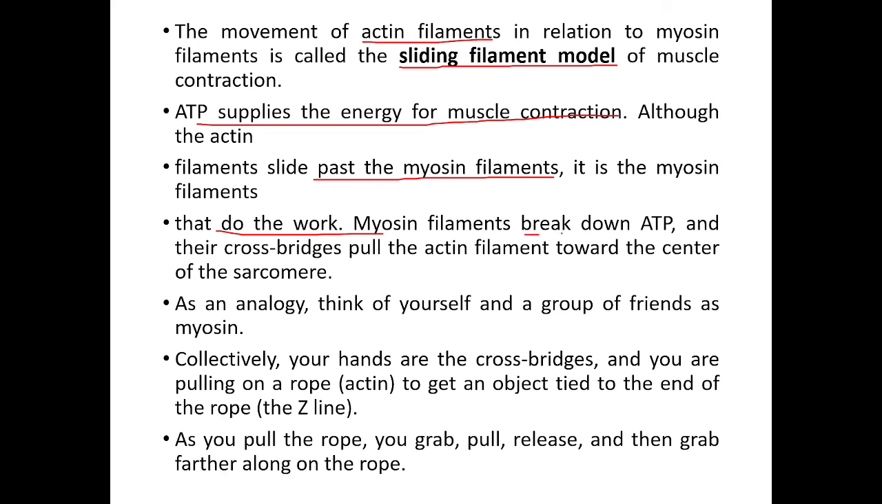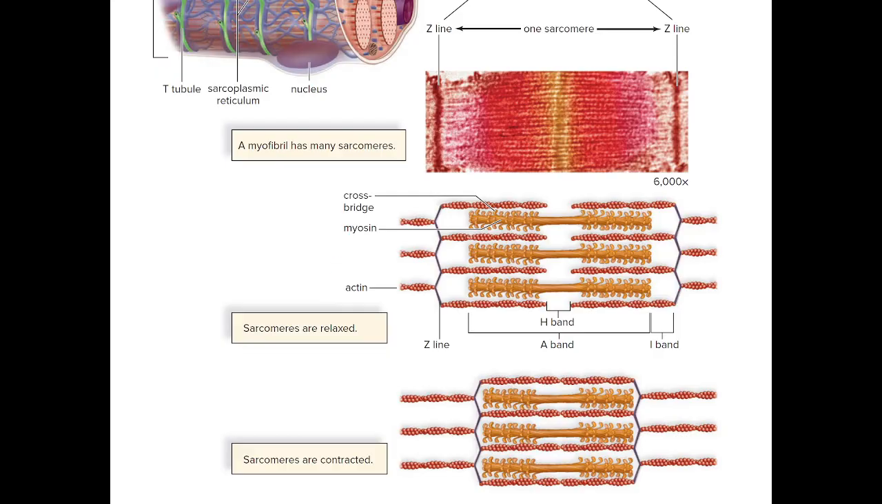Myosin filaments break down ATP molecules into ADP. Their cross bridges pull the actin filament towards the center of the sarcomere. So what I mean is that these myosin filaments actually work. They have metabolic activity. They convert ATP to ADP, gain the energy, and they pull this rope. They pull these actin filaments towards each other.